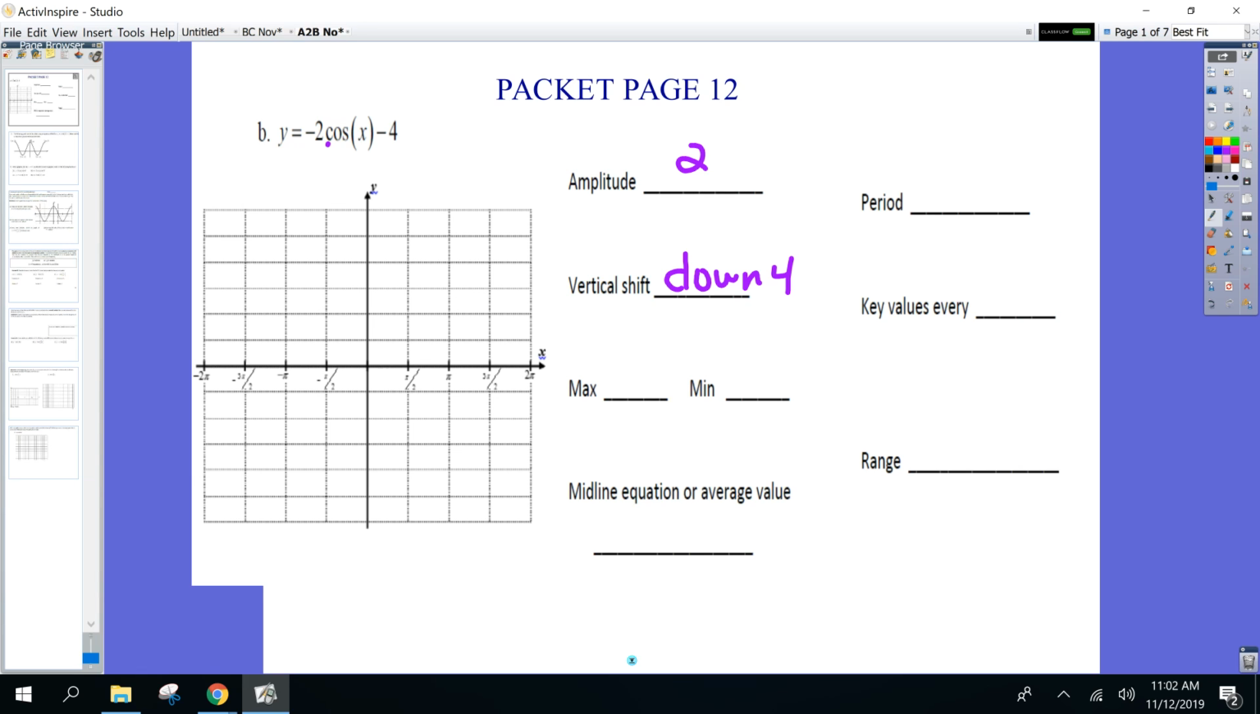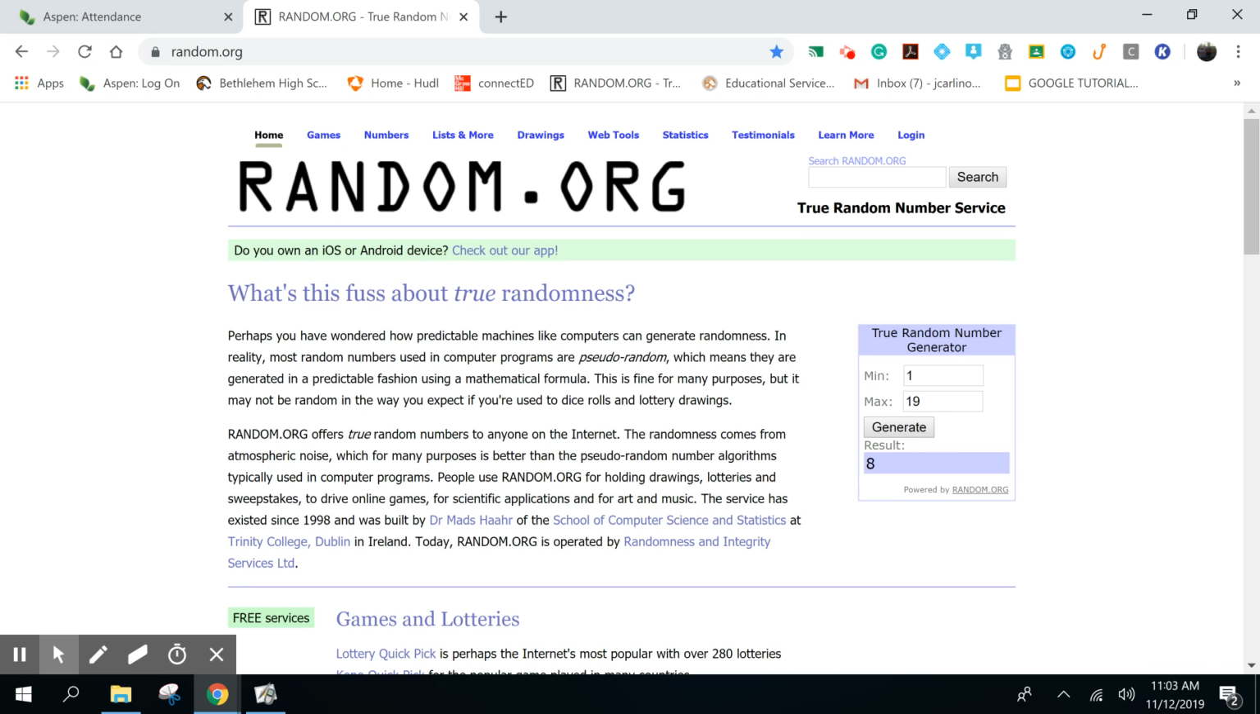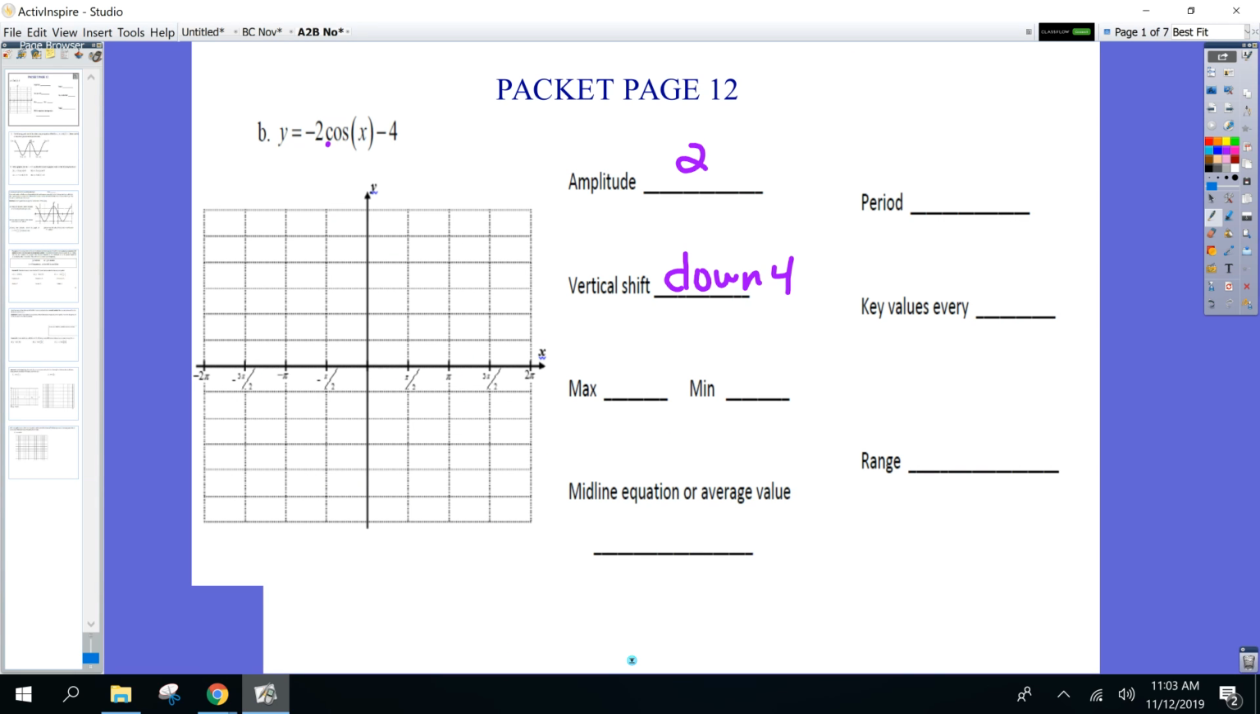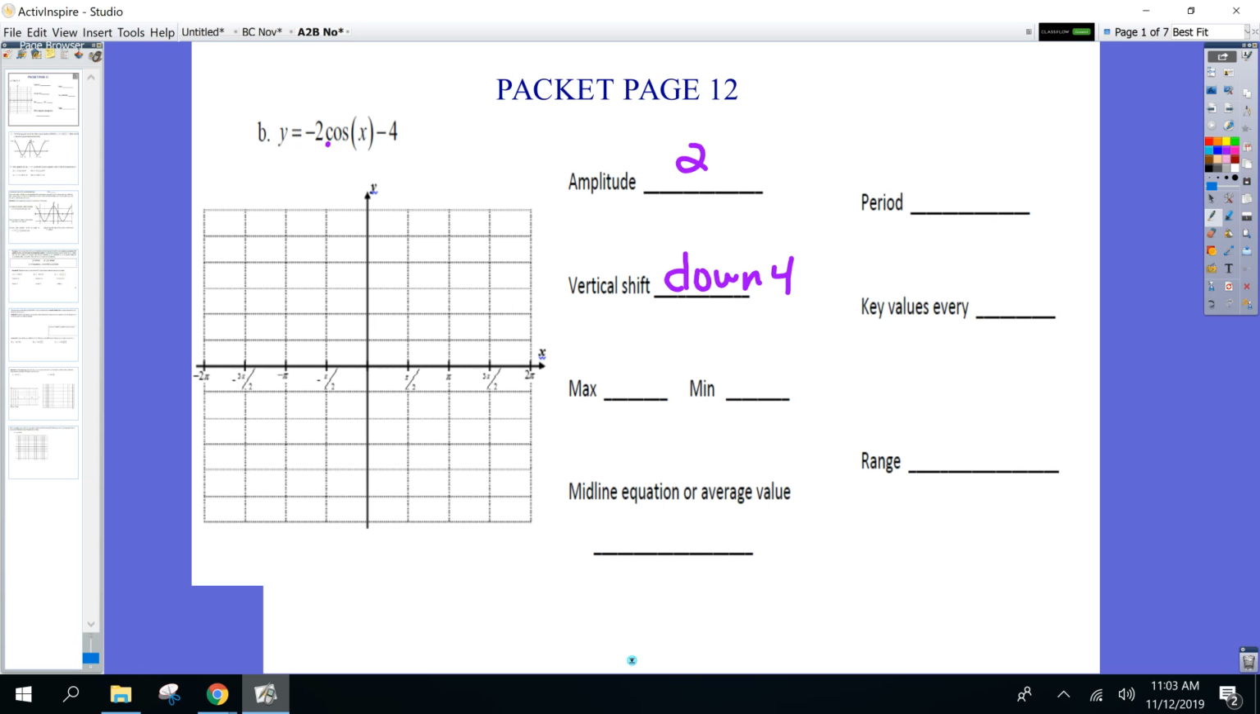Okay, max and the min here. You need amplitude and the shift to determine that. Before I did the shift down 4, what was my min and max? Before the shift, so just that -2 cosine x, it's -2 and 2. Everyone good? That was before I shifted. Now I shifted both down 4.